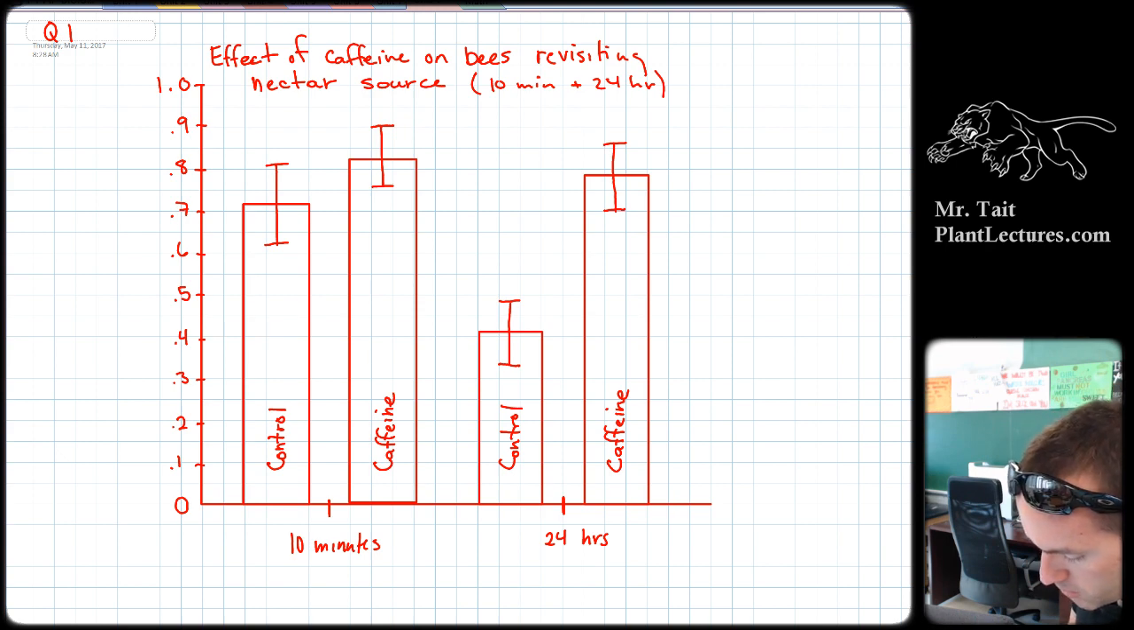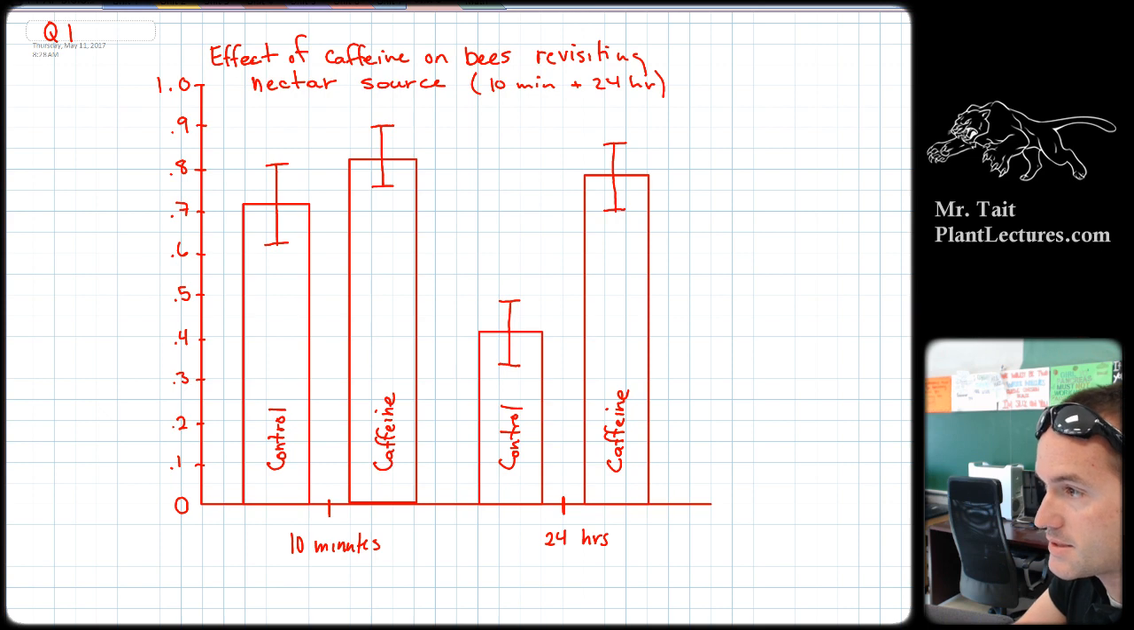Okay, so we've got this graph here, and I've just gone through and copied over the data they gave us, the data that was on the first page. I've included the error bars because I felt like the error bars were pretty important on this, because the error bars allow you to determine whether or not the data is significant.